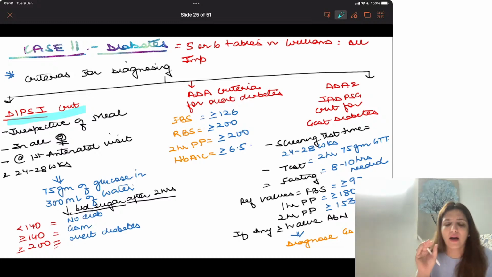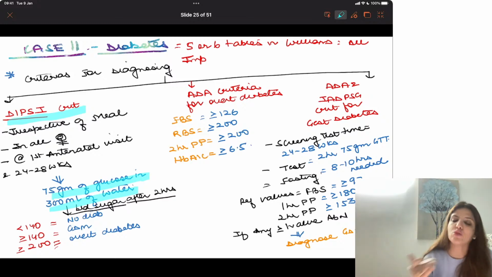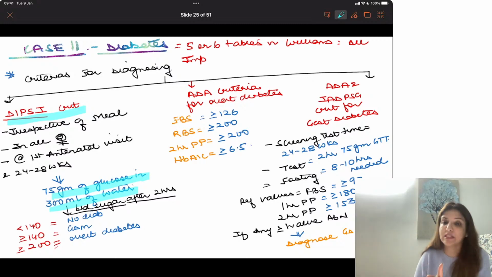Now, DIPSI criteria, I think all of you know that in DIPSI criteria, what we do in India at the first antenatal visit and then at 24 to 28 weeks, irrespective of previous meals, without any fasting, to all pregnant females, you are going to give 75 grams of glucose in 300 ml of water, and after 2 hours, you are going to check their blood sugar levels. If it is less than 140, that means she is not a case of diabetes. If it is more than equal to 140, gestational diabetes, more than equal to 200, overt diabetes, right? Now, American Diabetes Association criteria for overt diabetes is the same as what you do for diabetes mellitus in a non-pregnant female. Fasting blood sugar level more than equal to 126, RBS more than equal to 200, 2-hour PP more than equal to 200, HbA1c more than equal to 6.5.